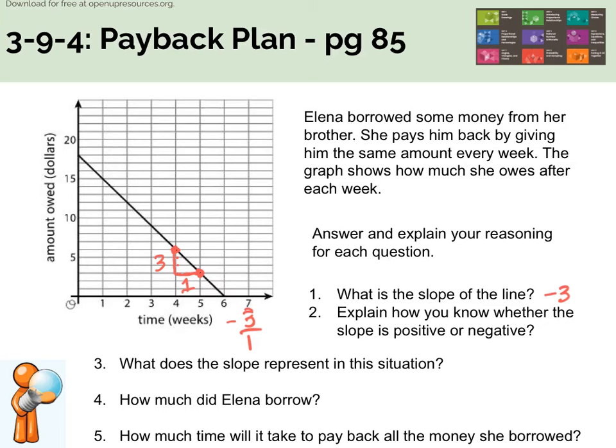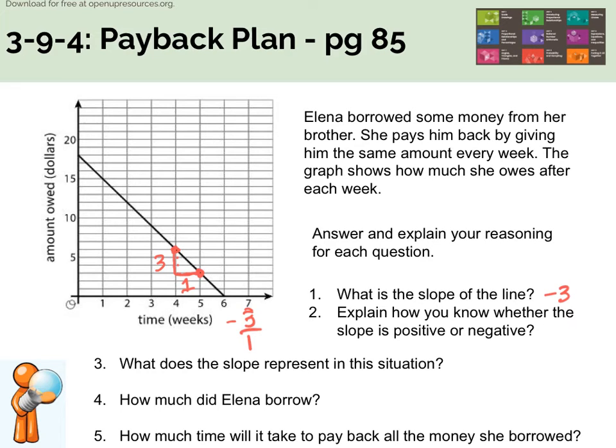Let's go to number 3. What does the slope represent in this situation? So we have this -3. We write down what it means in the story, in the situation itself. Pause and answer that question. So what does that actually mean? That means that the slope represents the amount that she pays back each week. So she's paying $3 back to her brother, or taking $3 off of the amount that she owes to her brother every single week.